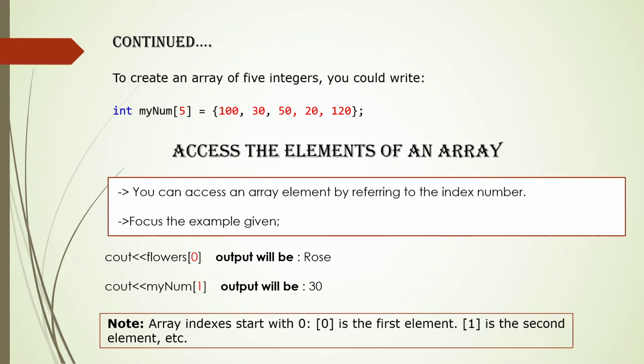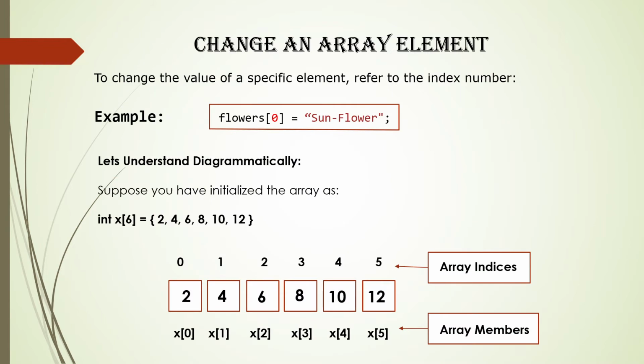Now what happens if we want to change an array element? We can do this simply by referring to the index number of the particular element we want to change. So here I want to change the array element stored in index 0. This can be simply done by writing the array name with the particular index number and giving the value you want to store or replace. Here I have stored sunflower at the 0th index number of the array named flowers. So rose will be simply replaced by sunflower.